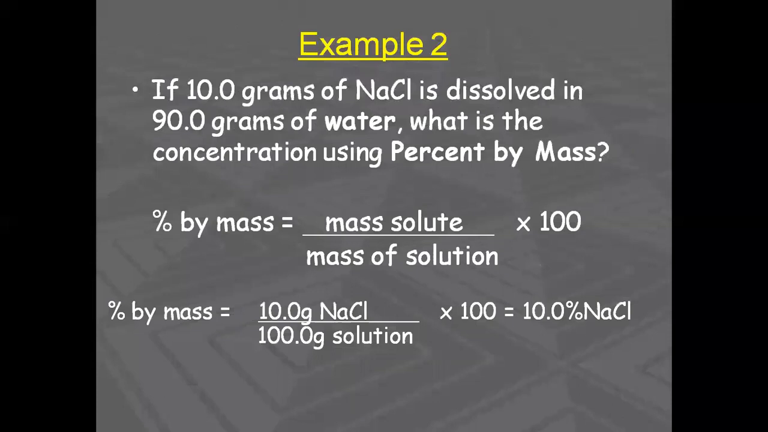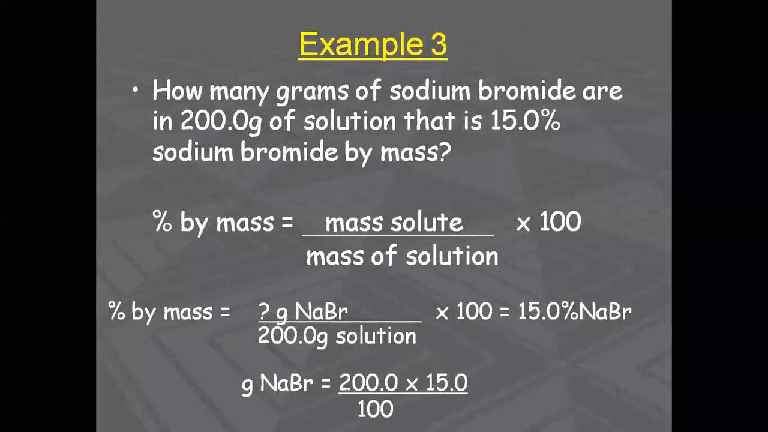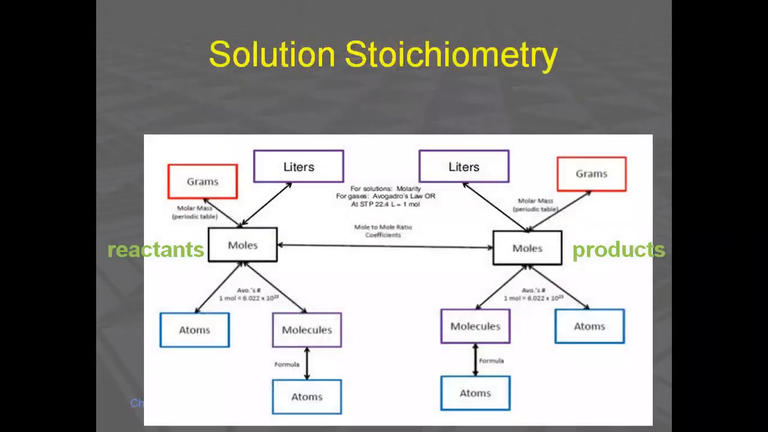There is another concentration, we can find the percentage as well. So mass over mass, 30 grams of NaBr. This is the calculation.